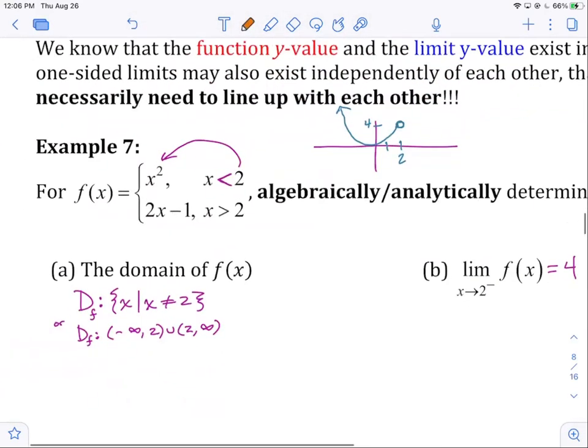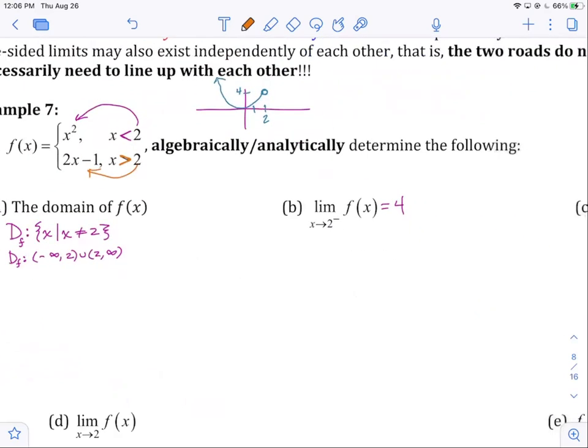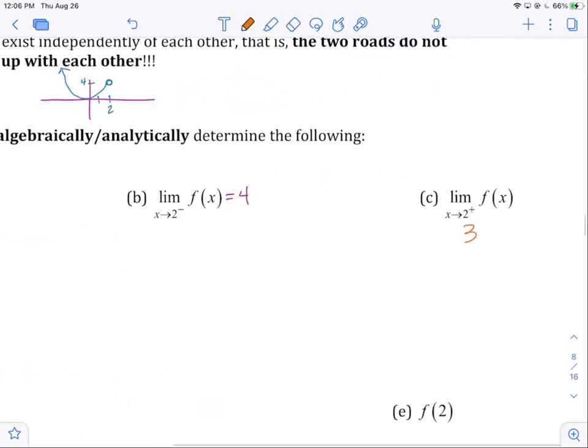Very good. 3. Again, right of 2 is greater than 2, so by direct substitution, you get 4 minus 1, you get 3. I'll do this one like that. And again, the reason it works is very similar.